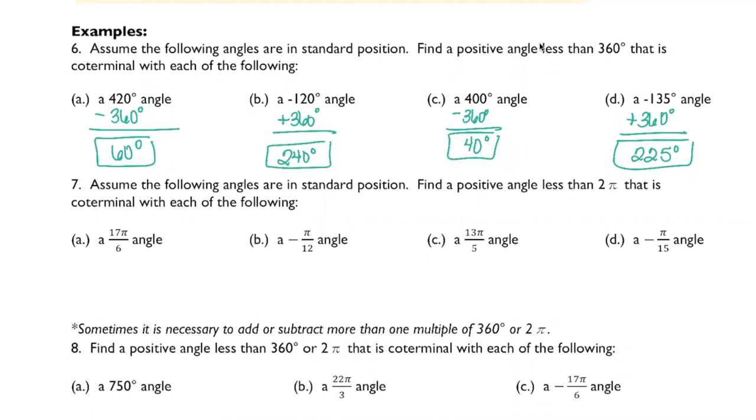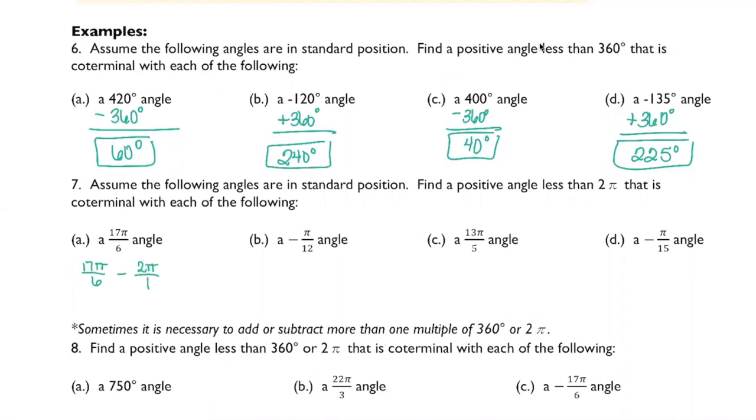So same premise: assume the following angles are in standard position, find a positive angle less than 2 pi that is coterminal with each of the following. So 17 pi over 6, that's positive, and we know that that's bigger than 2 pi because 6 goes into 17 twice and then some. You have some left over, so it's bigger than 2 pi. So we need to do 17 pi over 6 minus 2 pi, which is over 1.